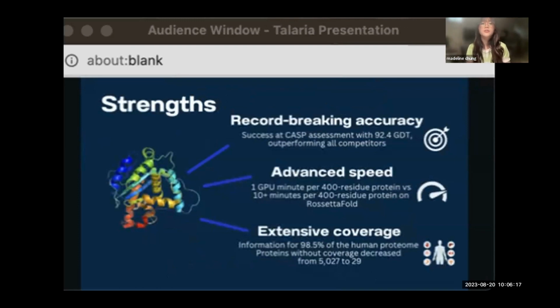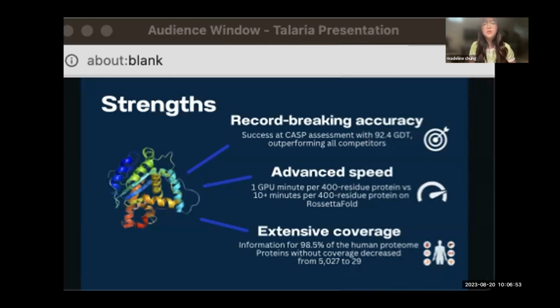Let's talk about AlphaFold's very apparent strengths as an artificial intelligence tool. So first, AlphaFold has record-breaking accuracy. At the 14th Critical Assessment of protein Structure Prediction challenge, which is a kind of test for different protein structure tools, AlphaFold consistently outperformed every competitor, scoring a 92.4 on the global distance test, which is a measure of protein structure prediction accuracy from 0 to 100. And higher values indicate a higher accuracy in those models.